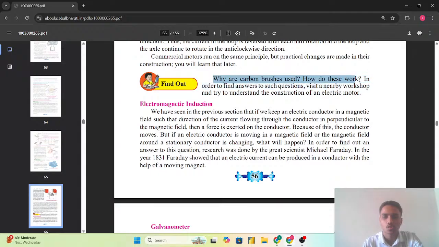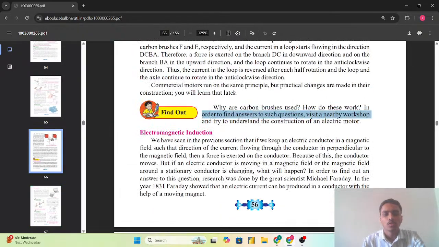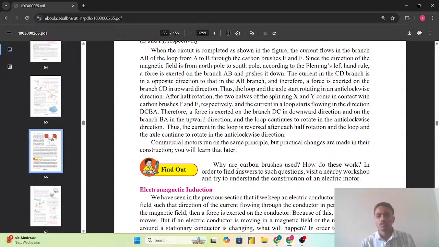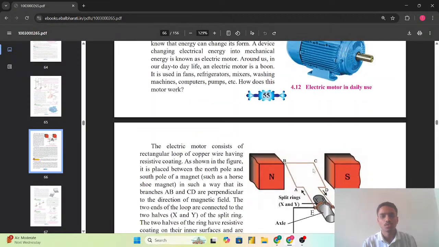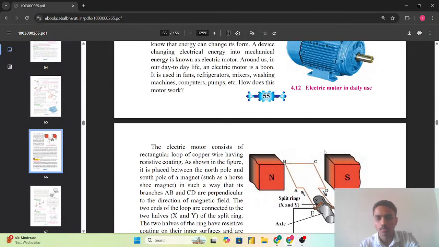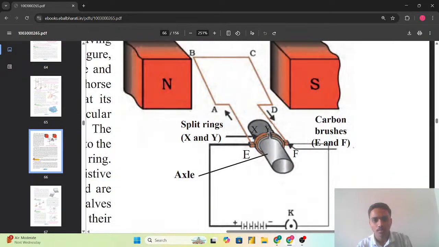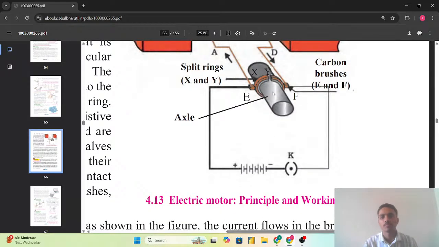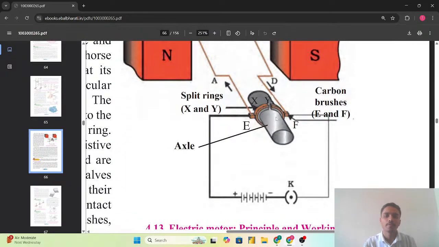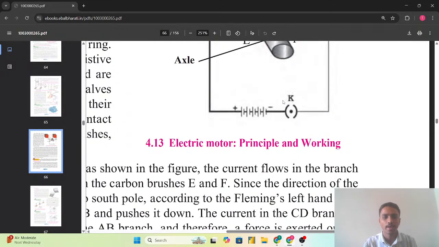So, why are carbon brushes used? How do they work? In order to find out the answers to these questions, visit a nearby workshop and try to understand the construction of an electric motor. So you can think about why the carbon brushes are used here. Basically, the carbon brushes are used for making contact, as the split ring has a gap. To make the coil rotate continuously, the carbon brushes help to bridge this gap in the split ring and let the rectangular coil continue to rotate in the anticlockwise direction.